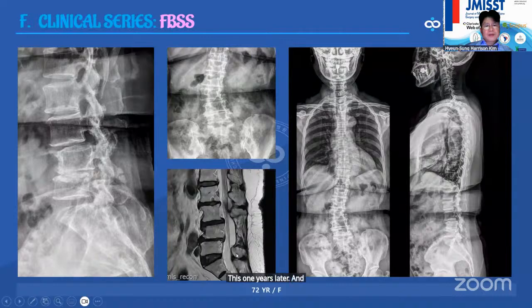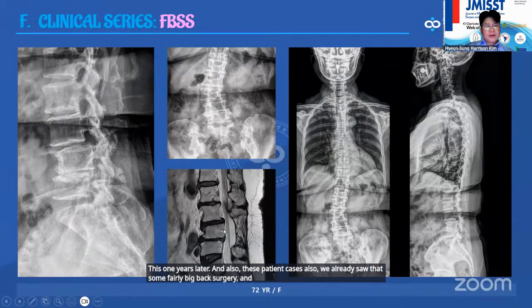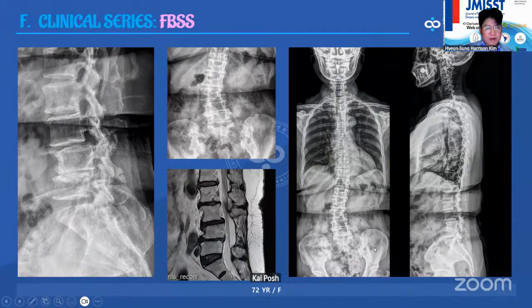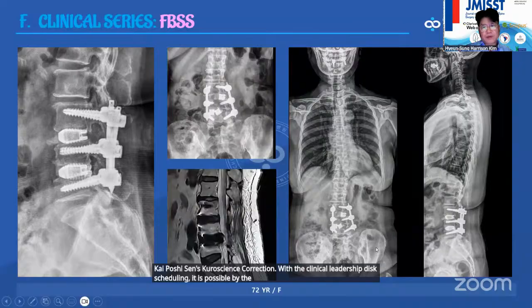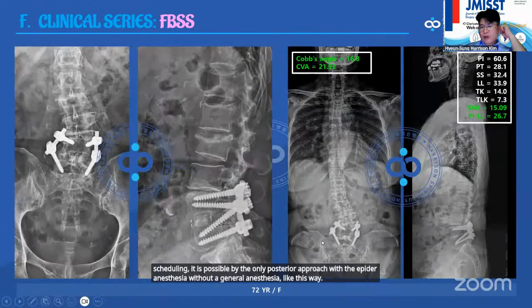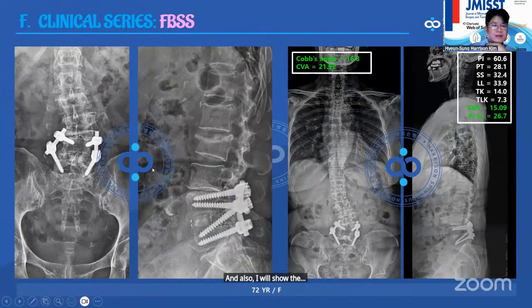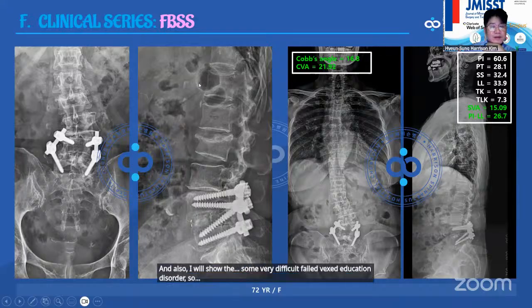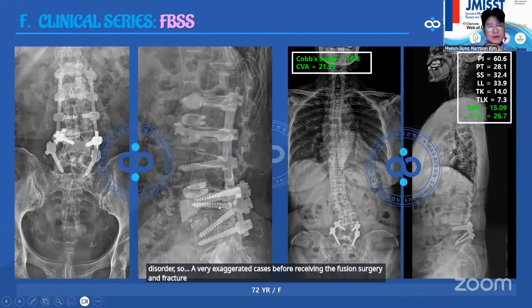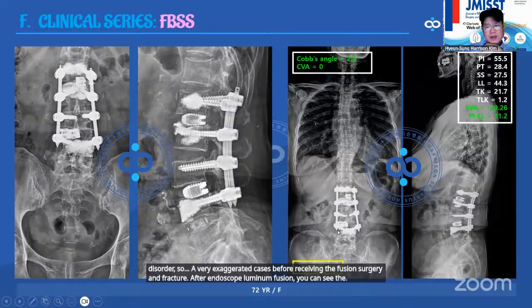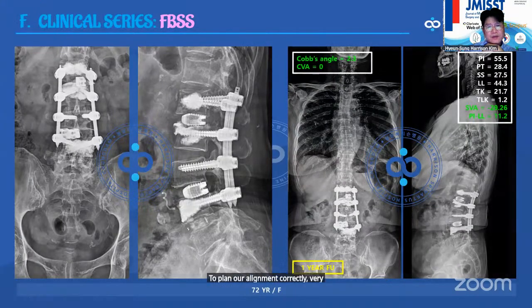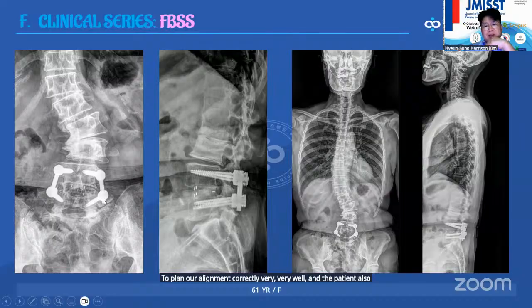And also, in this patient we saw failed back surgery, and they needed kyphosis and scoliosis correction. With chronic adhesive disc drilling, it is possible by only a posterior approach with epidural anesthesia, without general anesthesia, like this. And I will show some very difficult failed back surgery cases. This is also a failed back surgery case before receiving the fusion surgery, with a fracture. After endoscopic lumbar interbody fusion, you can see the spinal alignment corrected very, very well, and the patient also got a very excellent clinical result.